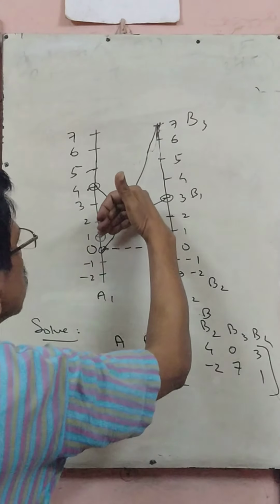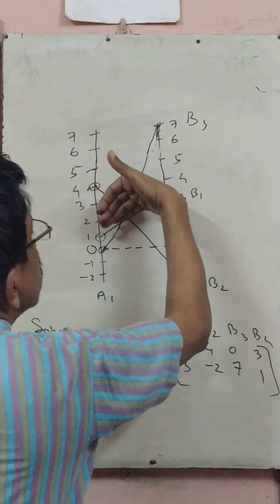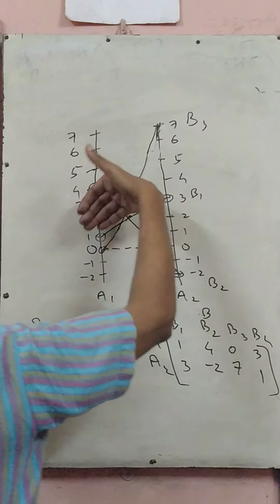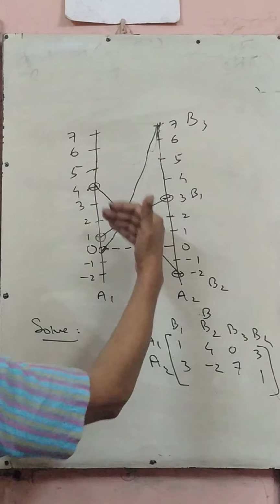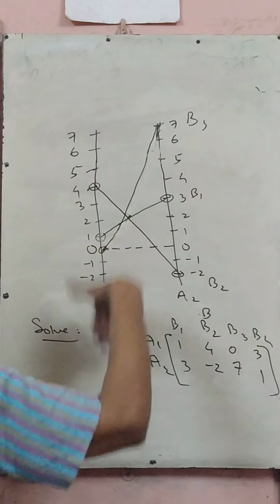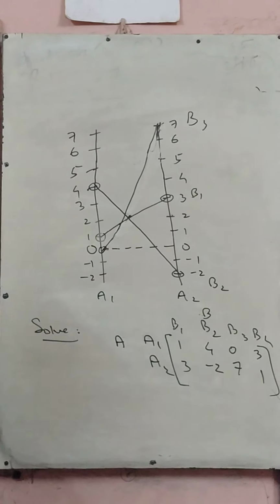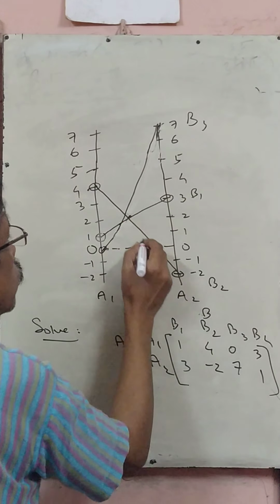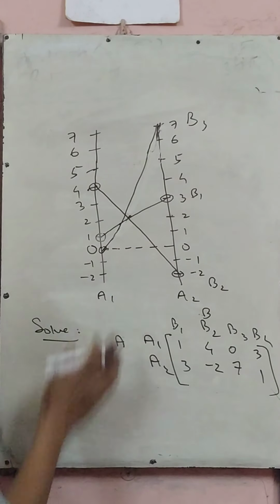So this is the B1 line. The target of B1 is that anything in the game should be lower than this line. The B2 line will not allow the value of the game above this line. And the third strategy will not allow anything above this line. So what is the idea coming? Look at this portion. It is the common shaded region, the lower portion.